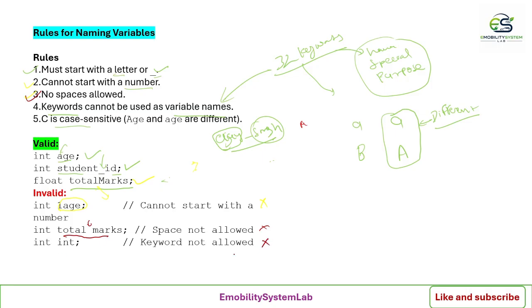And the third is also invalid because here a keyword is being used. Integer is a keyword, which cannot be used for writing a variable name. In rule number 4, we can clearly see keywords cannot be used as a variable name. So from this slide you could understand what the valid variables are and what the invalid variables are.